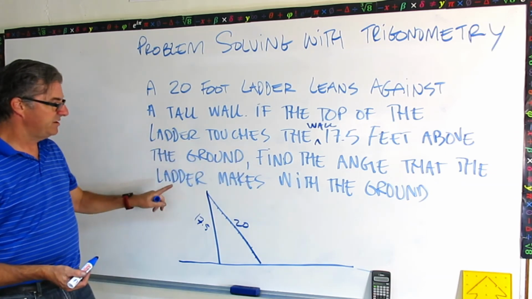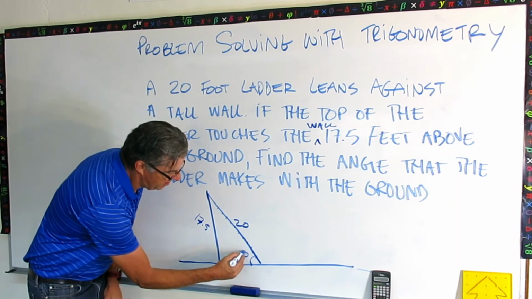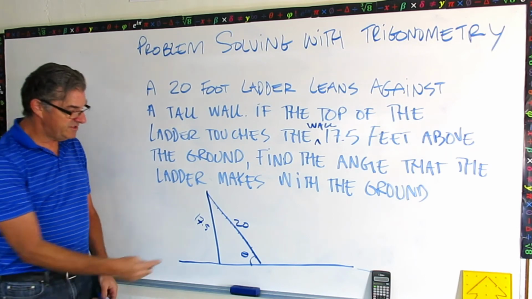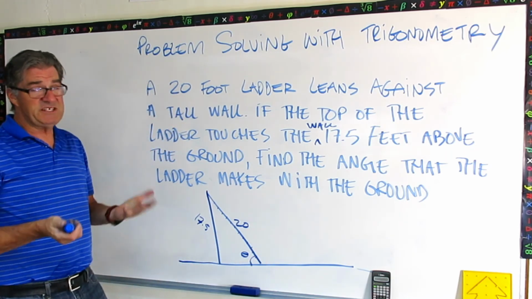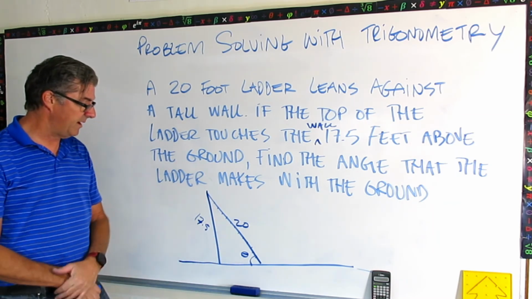Now what are we being asked to find? Find the angle that the ladder makes with the ground. So that would be right here. That's our theta that we need to find. Okay? Now you could say, well, what about that angle? And truth be told, that's a valid angle, of course, but it's not inside our triangle. So this is the one we want.